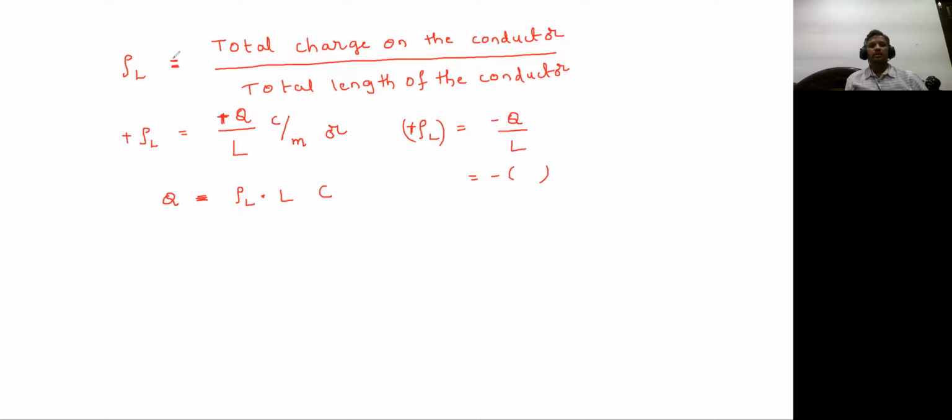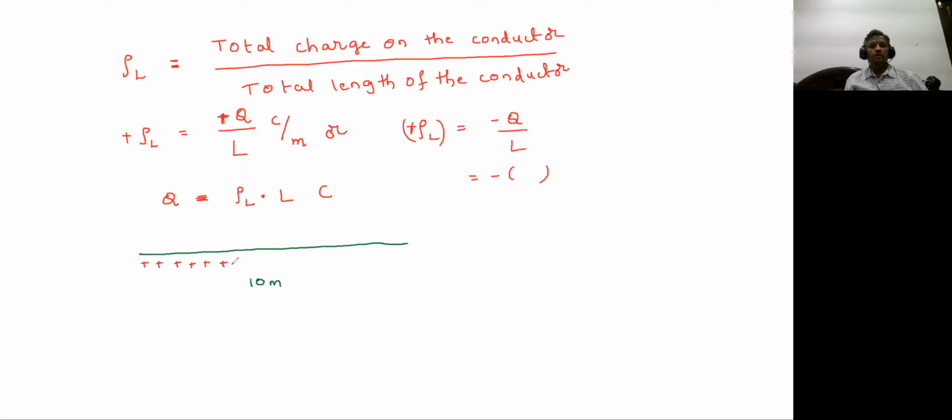Let us take a conducting wire of, let's say, 10 meters. Let us call this a 10 meter wire, and let us divide this into, so first you distribute a charge on it.